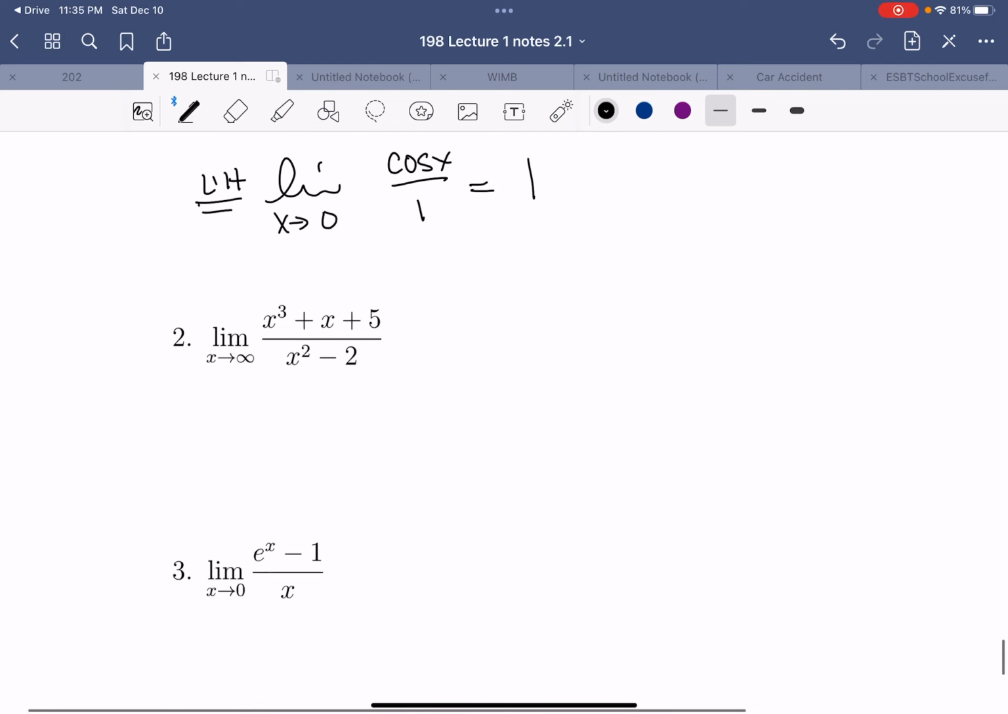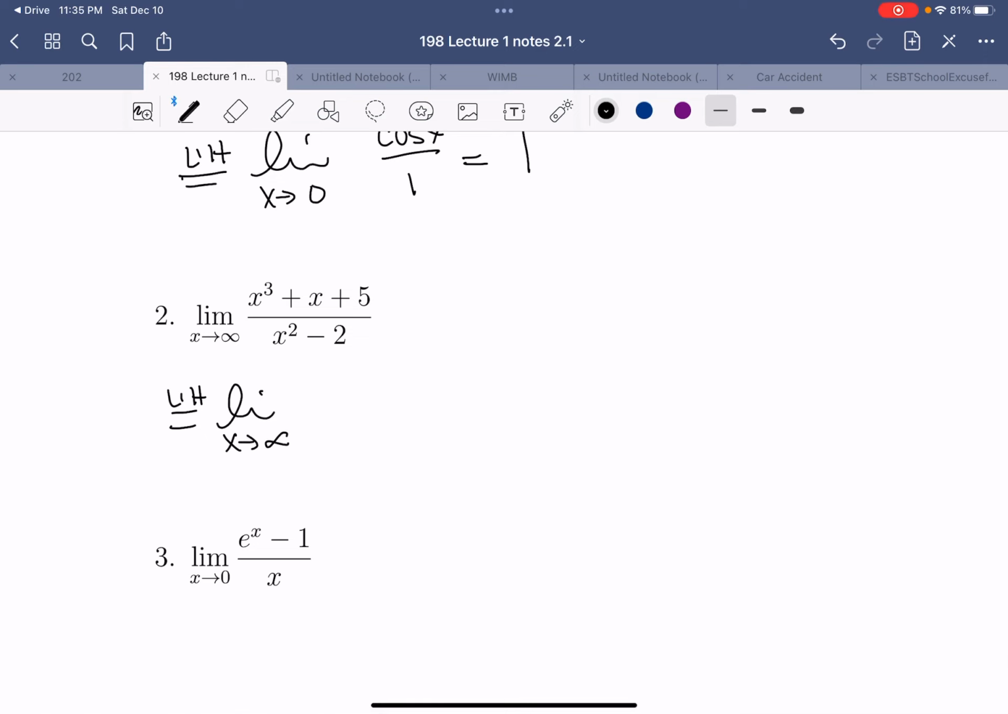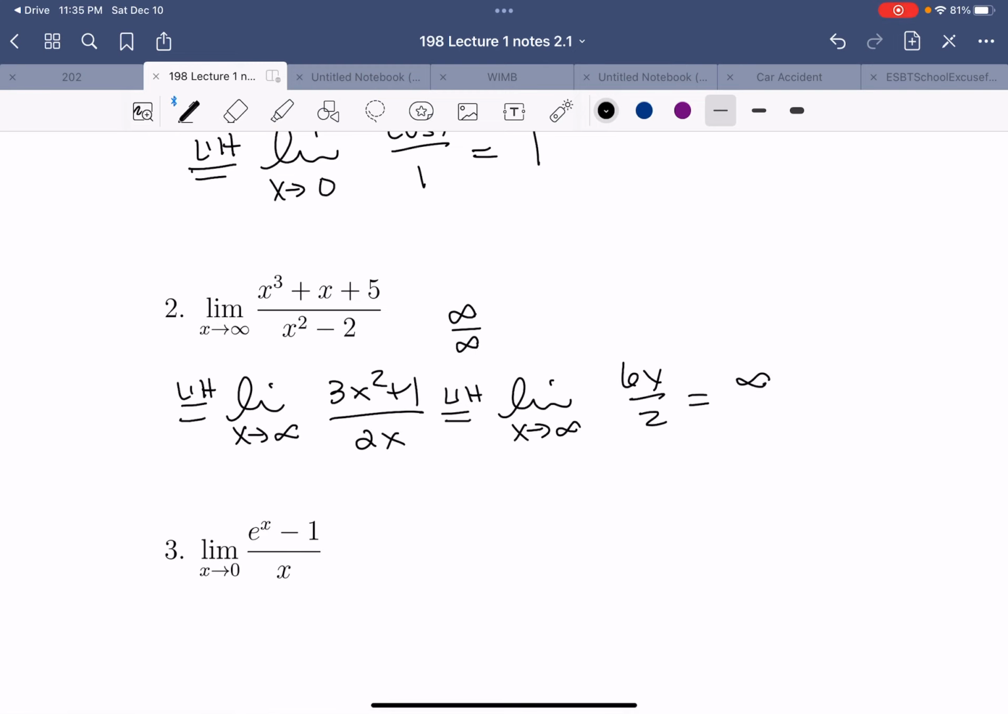Number 2, this one's infinity over infinity, so we're allowed to use L'Hopital's rule. Limit as x goes to infinity. The derivative of the top is 3x squared plus 1. The derivative of the bottom is 2x. Now, go ahead and evaluate your limit. When you plug in infinity, you again get infinity over infinity. There was nothing in the rules that said we couldn't use L'Hopital's more than once. So this new limit satisfies the criteria that it has the form infinity over infinity, so I can use L'Hopital's rule again, as many times as I need, actually. So this becomes 6x over 2. And when you plug in infinity, now you get infinity over 2, which is infinity, which is what we said the answer should be.